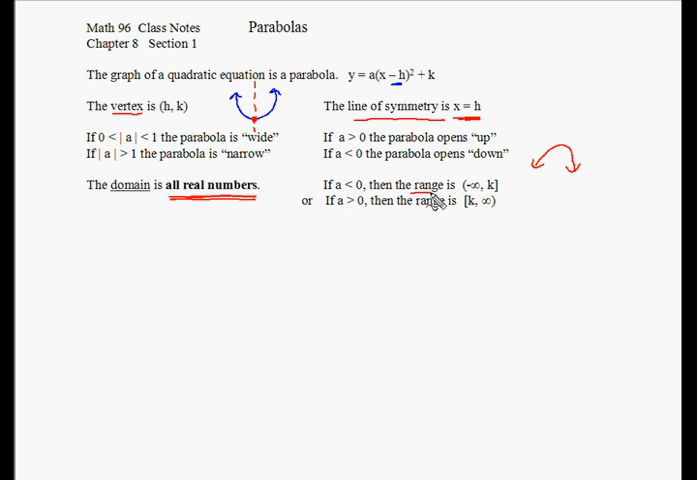So when you're talking about the range of this function, we have to determine if the parabola is going up or down. If it's going down because the leading coefficient is negative, then you'll start down here at negative infinity, and it will go up as high as that vertex, which has our k value for our range. But if it is going up, if it's a positive leading coefficient, then our range will be starting here at this k value and then continuing up forever.